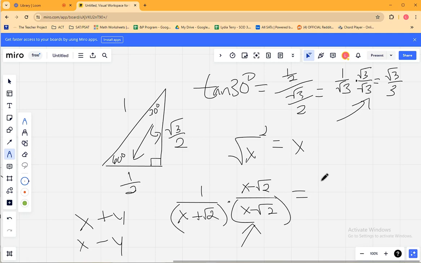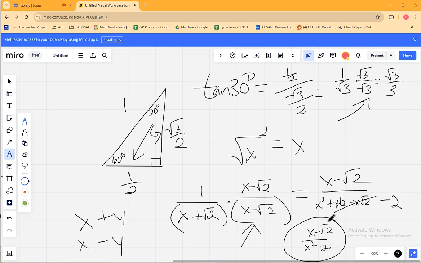So the numerator becomes x minus root 2. And when you FOIL the denominator out, it becomes the difference of squares. So first is x squared, outside is going to be x root 2, inside is going to be minus x root 2. Those cancel each other out. And then you're going to subtract the square root of 2 squared, which of course is 2. So this becomes x minus root 2 over x squared minus 2. You will be expected to do all of these things probably once or twice on the SAT or the ACT. Okay?